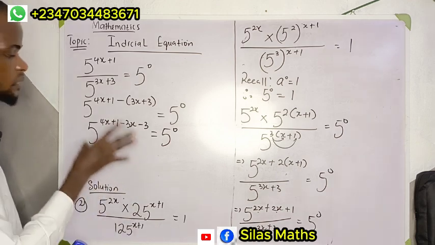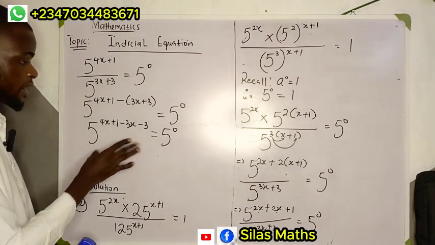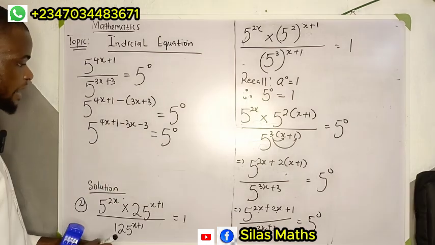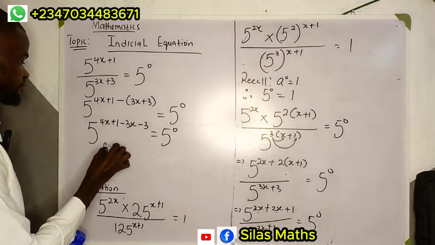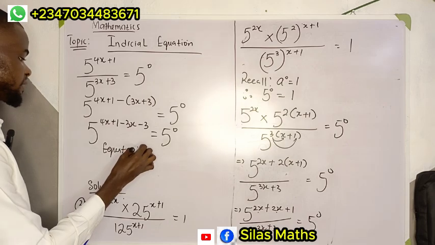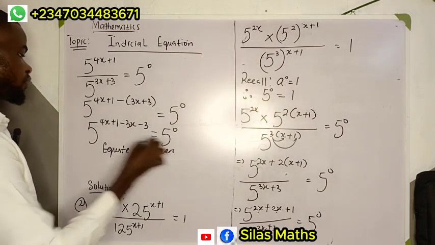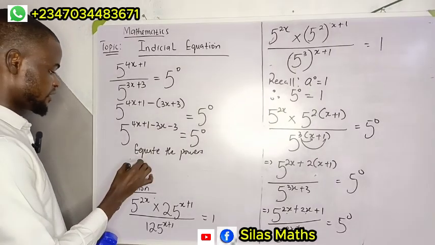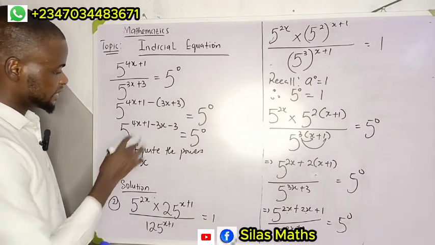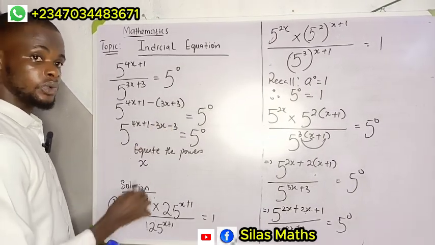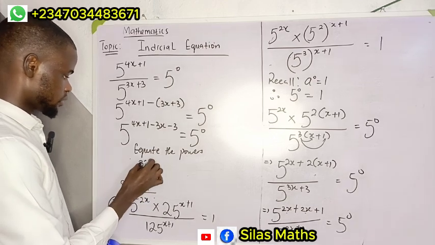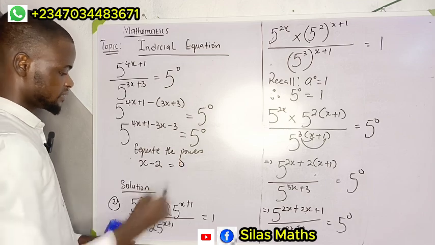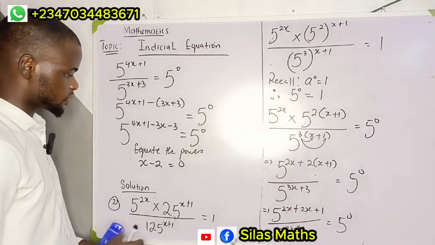Then we have come to the point where we need to equate their powers, because at this point their bases are the same, so we'll go ahead and equate their powers. So we have 4x minus 3x will give us x. Then 1 minus 3 will give us minus 2, equal to 0.